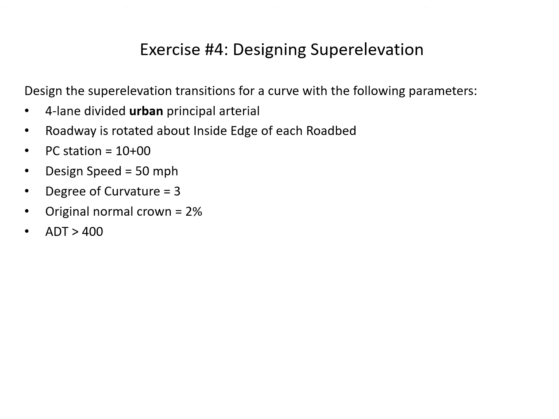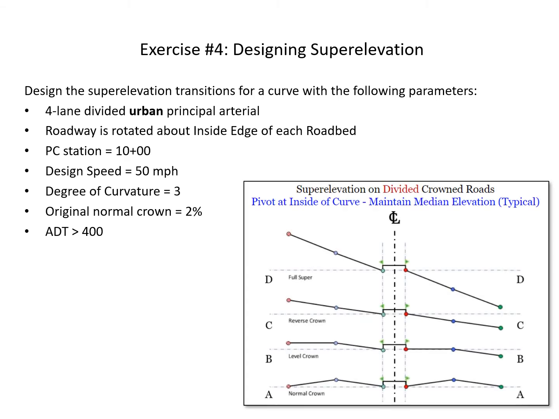The design speed is 50 miles per hour. Degree of curvature is 3 degrees, and the original normal crown is 2%, and the ADT is greater than 400. For the roadway being rotated about the inside edge of each roadbed, we have the following diagram. You can see that the roadbed is being rotated about the inside edge, and that in this scenario we have a 2-lane rotated highway.